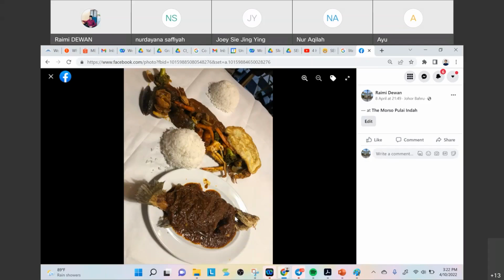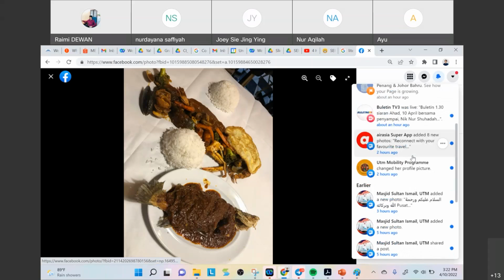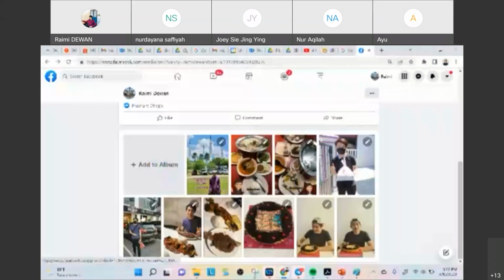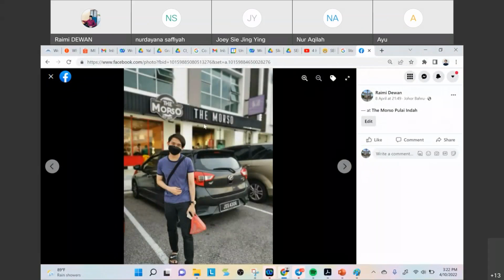Actually, I hadn't eaten shellfish for so long. My previous shellfish was last year, only one time. Then I only took it this year. Then, poor thing, I got food poisoning. This one, this shop, the Morso. I'm not sure if you guys know this shop or not. So this is me before food poisoning.